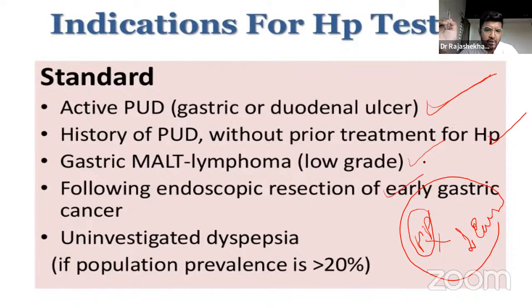And if the patient has undergone the endoscopic resection of the early gastric cancer, or if the patient is having uninvestigated dyspepsia, if the population prevalence is 20%, it is much more in India. So any patient who is having uninvestigated dyspepsia. If you see this last indication, actually, if you sit in an OPD, every alternate patient coming to you has dyspepsia, so you cannot consider H.